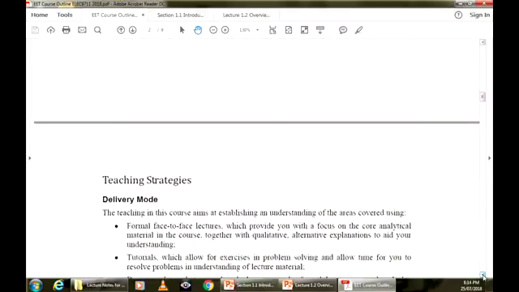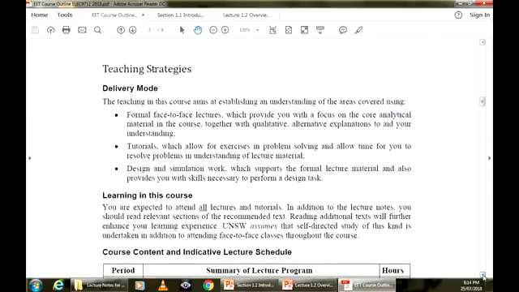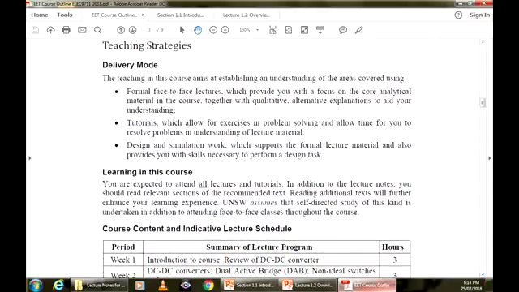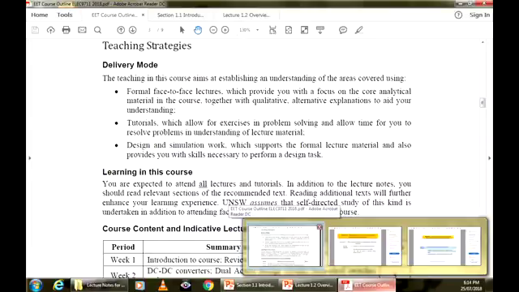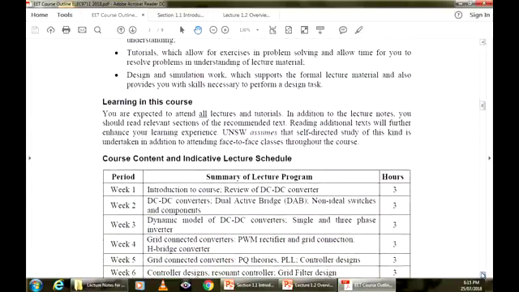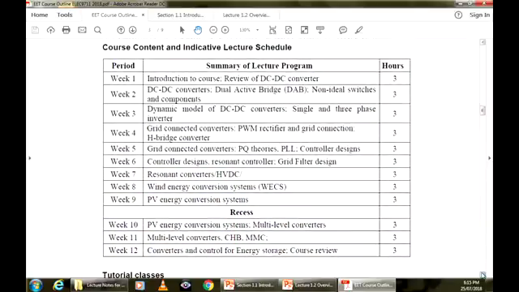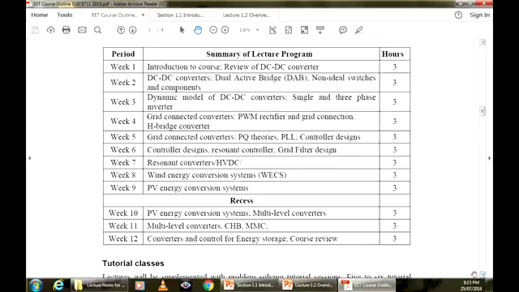You will find lecture notes. You may find lecture notes adequate, but as I said earlier, there are undergraduate power electronics materials available for you, and the lectures will roughly follow this route. Okay?